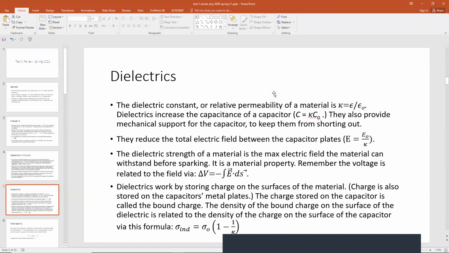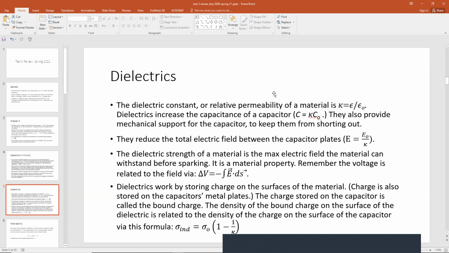Now, oftentimes dielectrics are rated by the max electric field that the material can withstand before it breaks down and sparks. This is a material property, and that will be the max electric field strength. So that might be something that's given to you for a particular material.